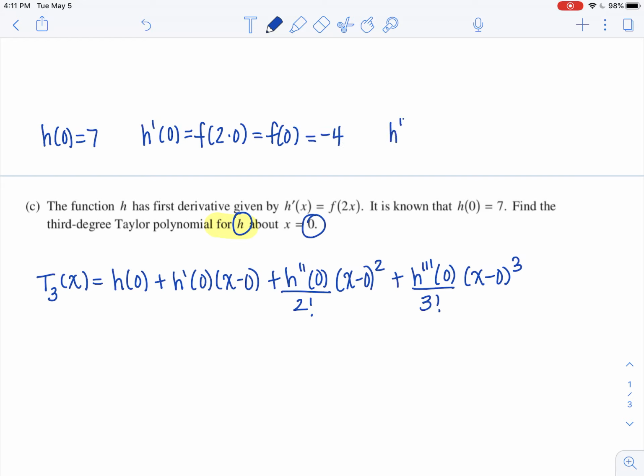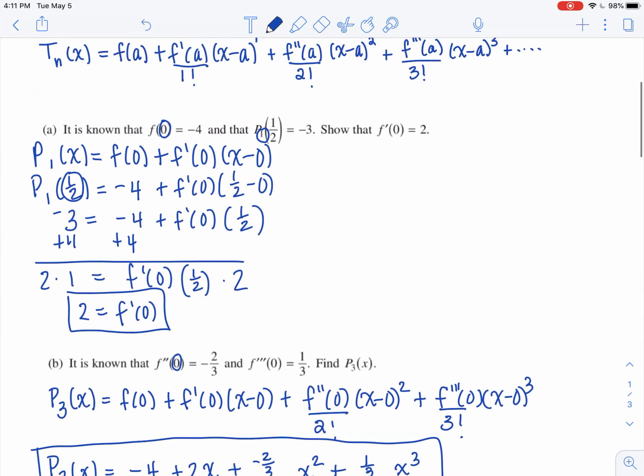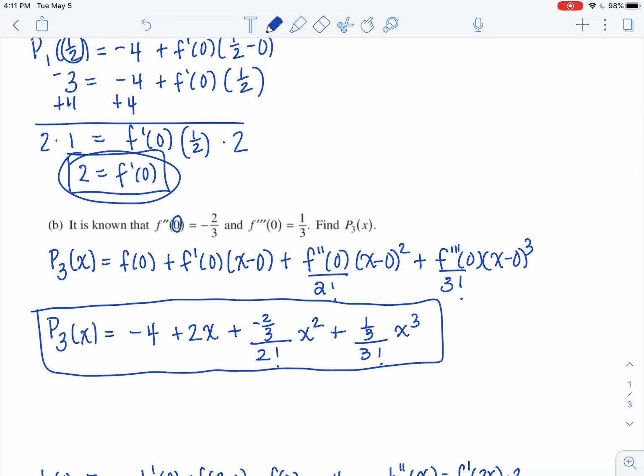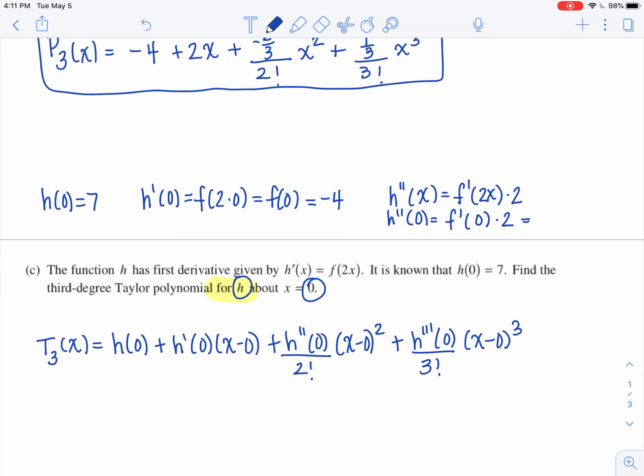Okay, h double prime of x. Let me start with it in general. You have to use the chain rule. Derivative of the outside would make this f prime, keep the inside the same, which would be 2x, but then you multiply that by 2. So specifically, h double prime of 0 would be f prime of 2 times 0, which is still 0, but you now have to multiply that by 2. Going back to your previous problems, f prime of 0 had been 2 itself. So this comes out to be 2 times 2, which equals 4.